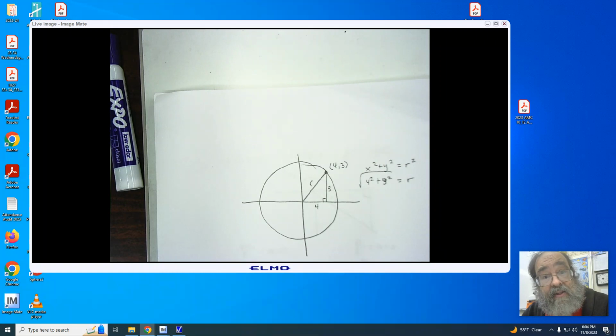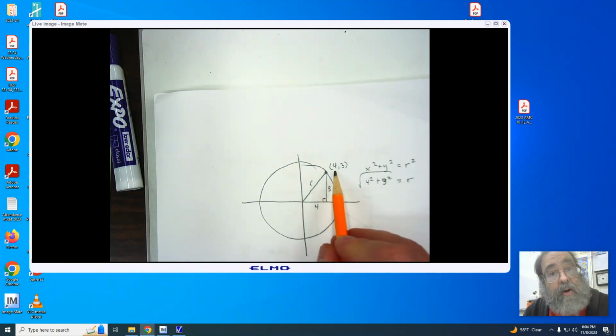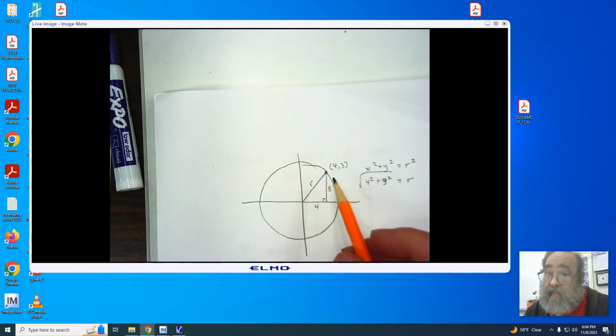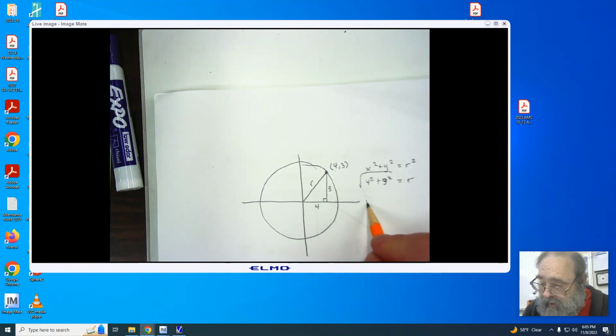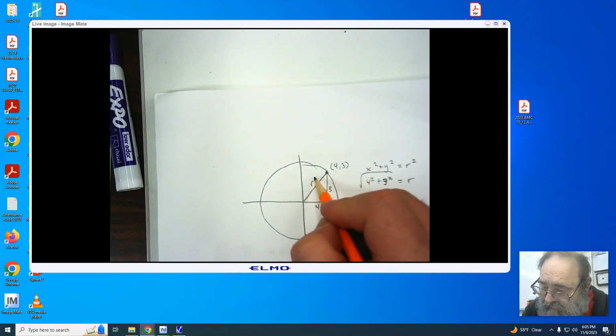Notice that it's not a standard unit circle, and that's because our lengths are beyond 1. Please remember, the maximum in a unit circle is 1. So here we go. Square root of 16 plus 9 is r. The square root of 25 is r, and that tells me that r has to be 5.